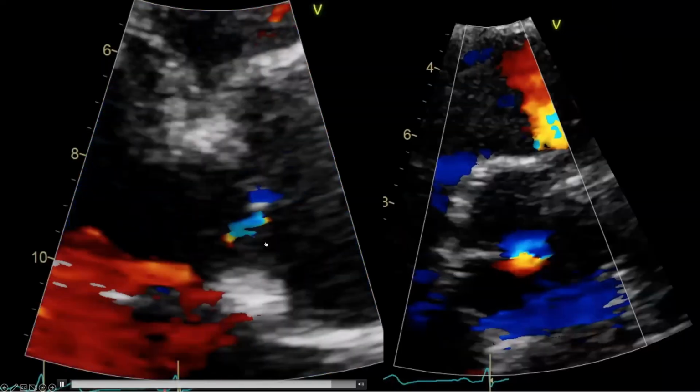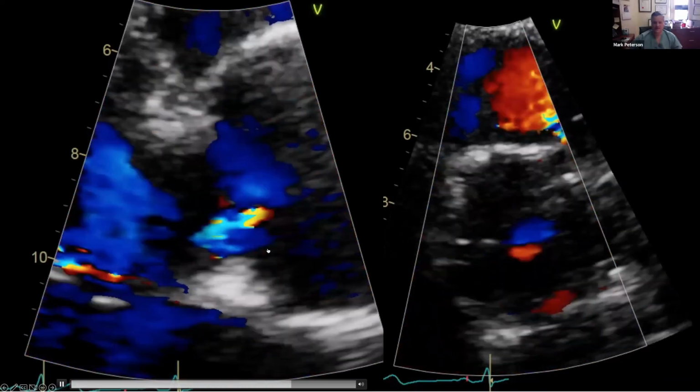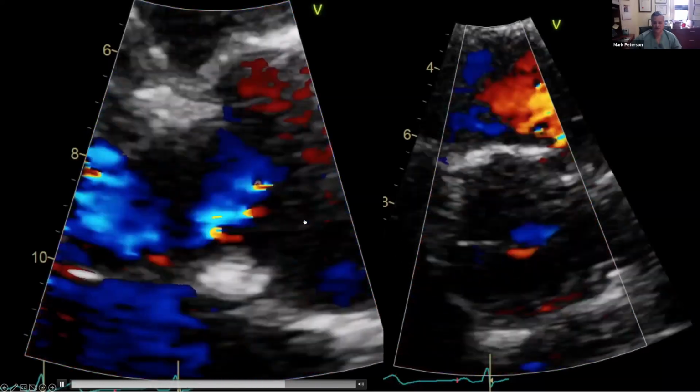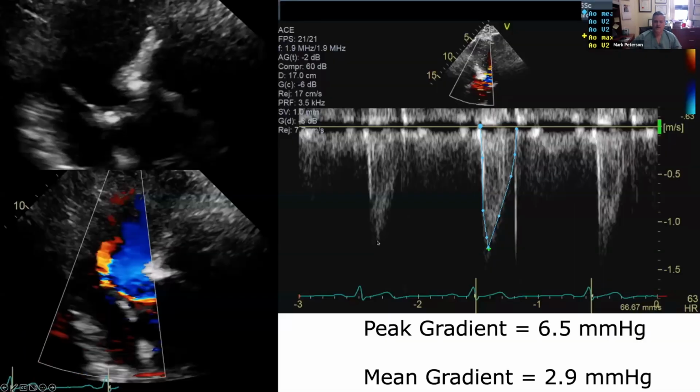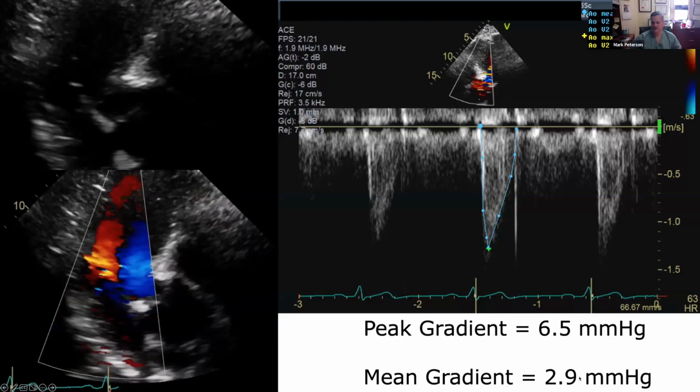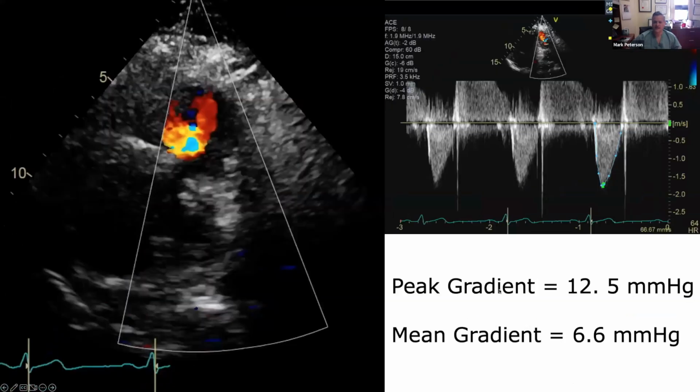So this patient had a Ross 22 years ago by Magdi Yacoub. You can see there's only mild aortic insufficiency. It's really quite a remarkable result. The gradients across the aortic valve are 3 and 6, and across the pulmonary valve, a peak of 12 and a mean gradient of 6 after 22 years. Just goes to show you the durability.